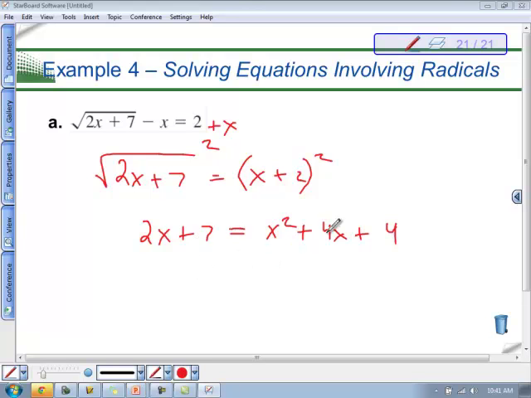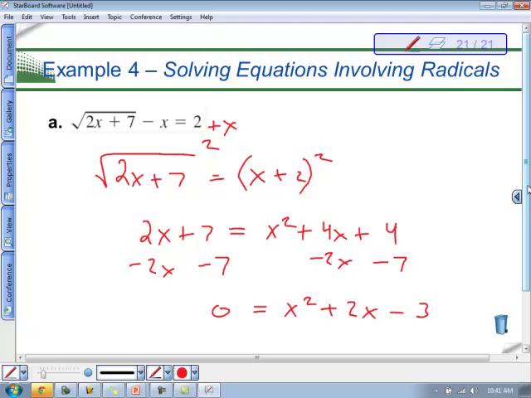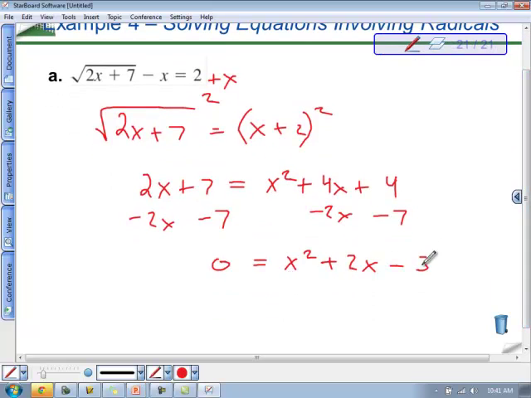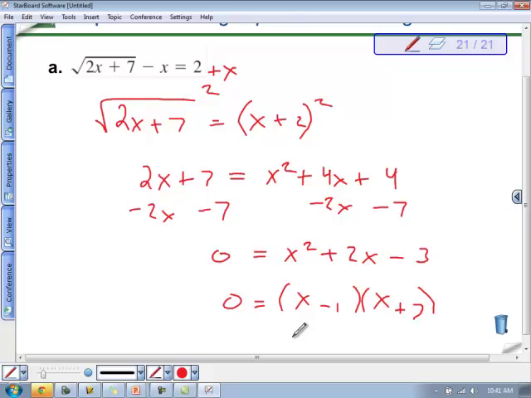Okay, now I just put it in standard form and solve. So I'm going to subtract 2x from both sides and subtract 7. And this gives me 0 equals x squared plus 2x minus 3. And I'm going to see if this factors. You can use the quadratic formula. You could graph it. Let me just see if x times x, minus 1 plus 3 factors into it. So yeah, the solutions are x equals 1 and x equals negative 3.